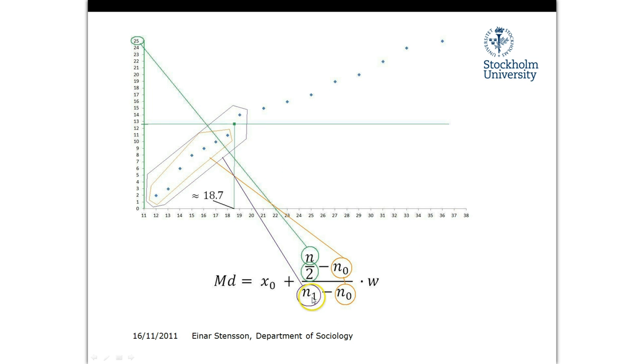And n1, on the other hand, is all the observations up to our median and including observations that are in the same class as the median. Now this one ends up in the year category 19, so we have to count this one too. That's n1.